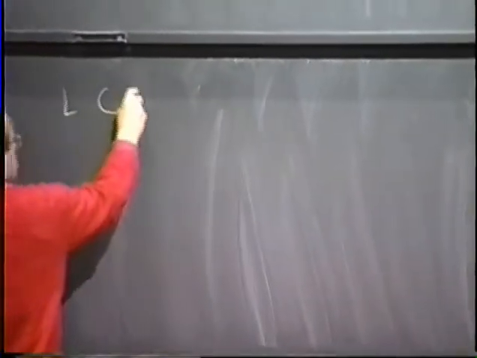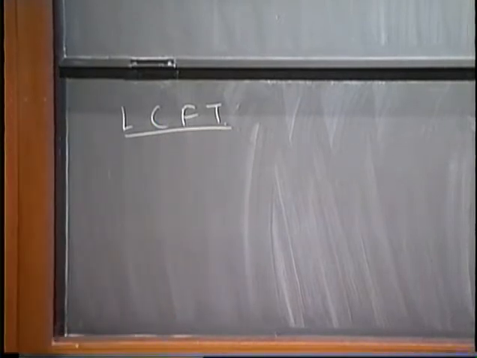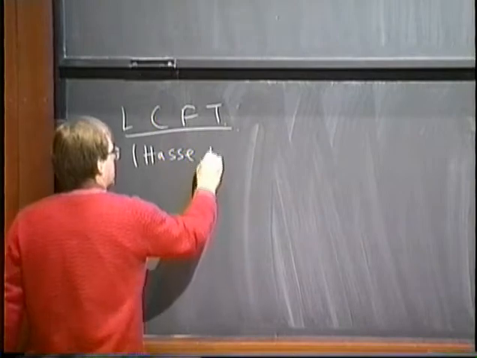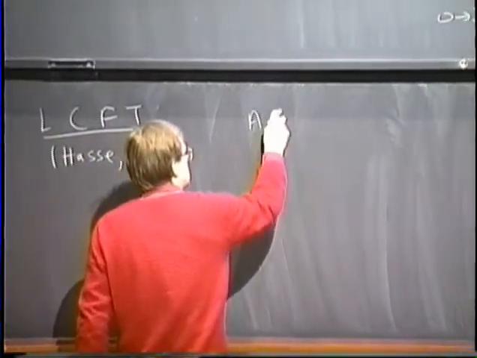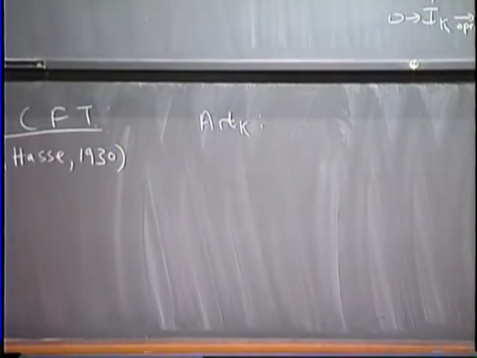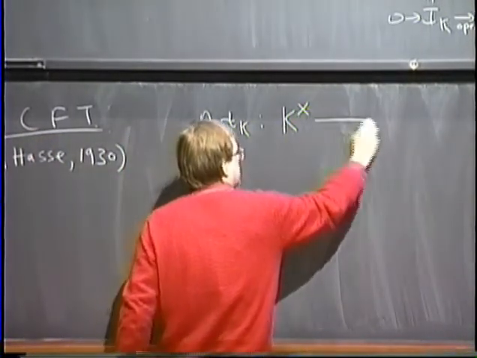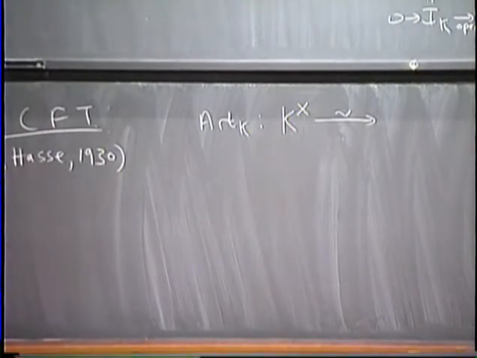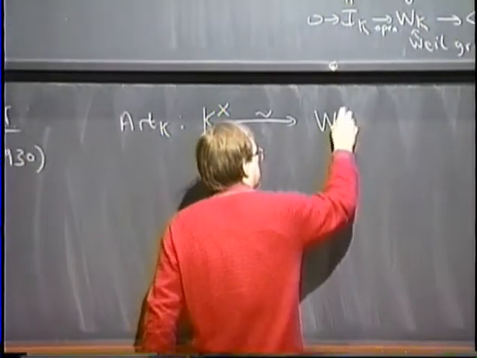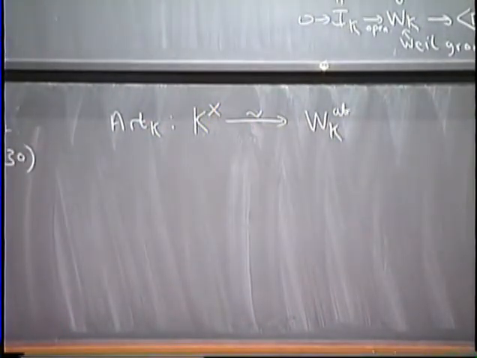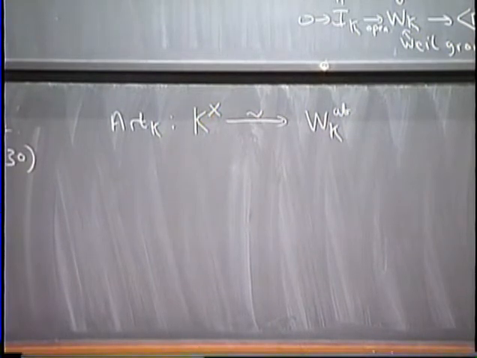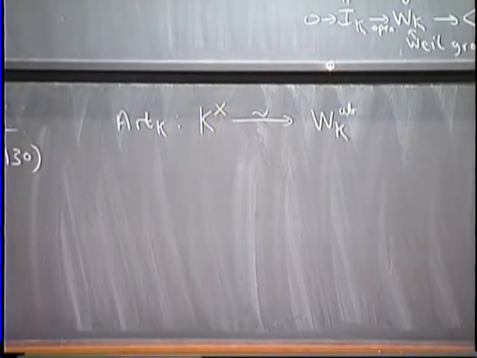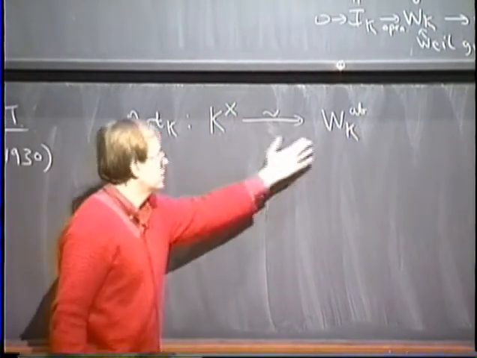As some motivation for what we're going to do, let me just remind you about local class field theory. Main theorems of this were established by Hasse in about 1930. In a sense, the main result of local class field theory is that there's a natural isomorphism from the multiplicative group of non-zero elements of the field to the abelianization of the Weil group, the Weil group modulo the closure of the subgroup generated by commutators, the maximal continuous abelian quotient of the Weil group. And it's not just a simple isomorphism of abstract or topological groups, it comes with a lot of other structure.